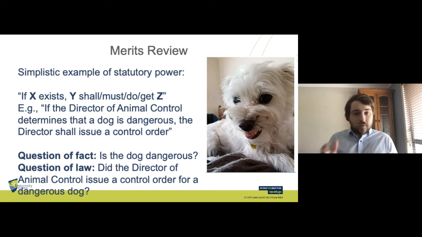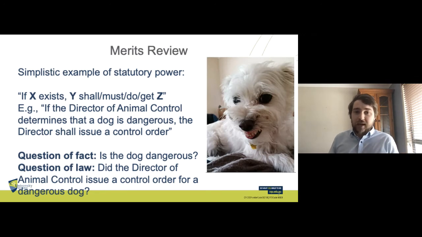Now, that's quite a simplistic example, and we'll have a look in some later weeks at some rare exceptions where a court can look at a question of fact. But for the moment, let's just keep things simple, and we'll consider that judicial review is only concerned with questions of law. So was the proper procedure and process followed? Merits review can look at questions of fact.